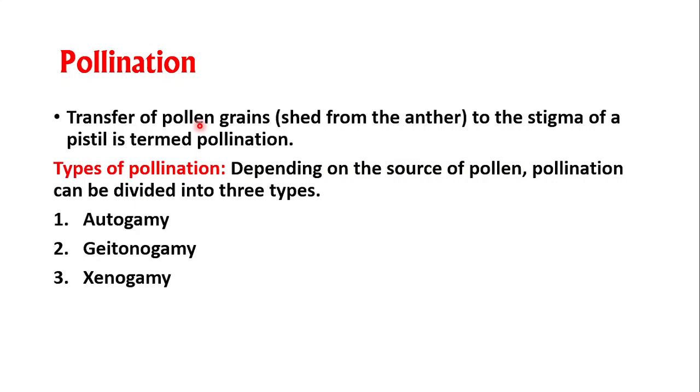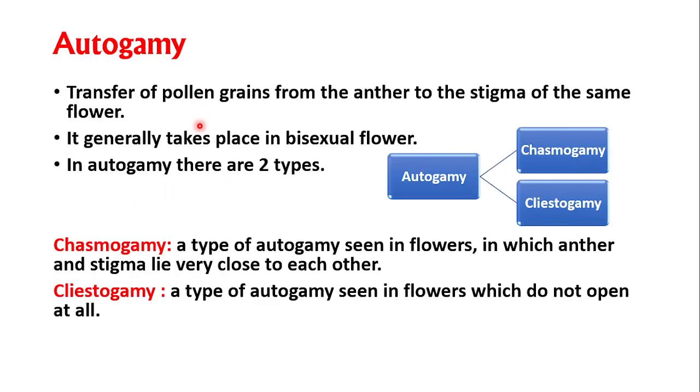And the process of pollination takes place by means of different methods. Let us go through them one by one. Pollination can be of three different types, namely autogamy, geitonogamy and xenogamy. The first one is autogamy.